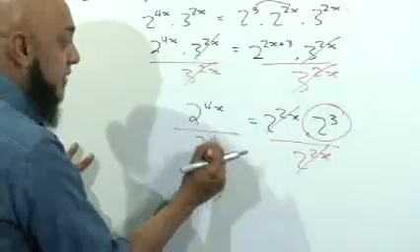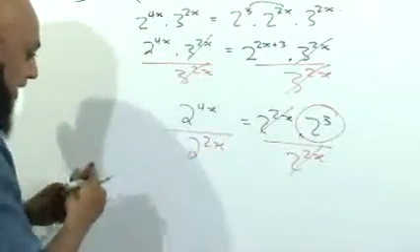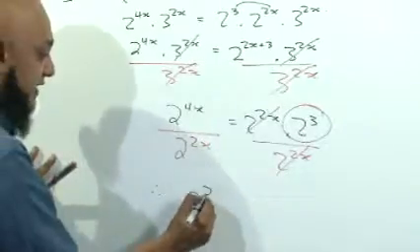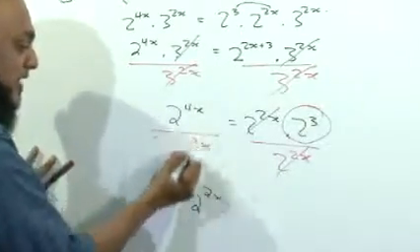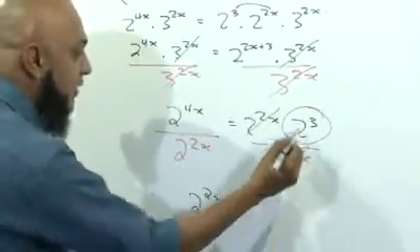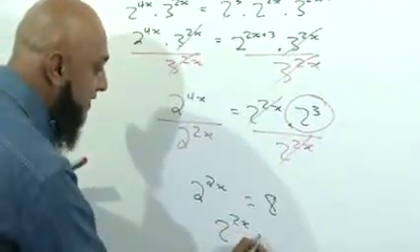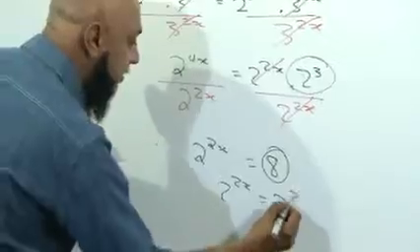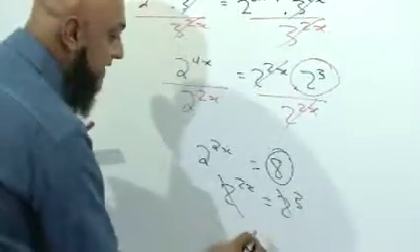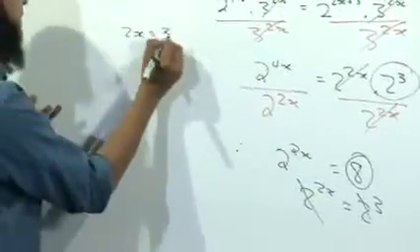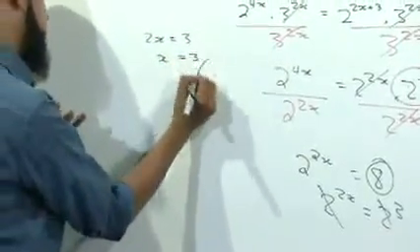So we have 2 to the power 2x. So what am I left with here? Therefore, 2 to the power 4x minus 2x is 2x. Remember, we're dividing, so we subtract the powers, is equal to 2 to the power 3, which is equal to 8. So 2 to the power 2x is equal to the number 8, which is 2 to the power 3. 2 and 2 cancels. What am I left with? I'm just moving over to the side. 2x is equal to 3. X is equal to 3 over 2.